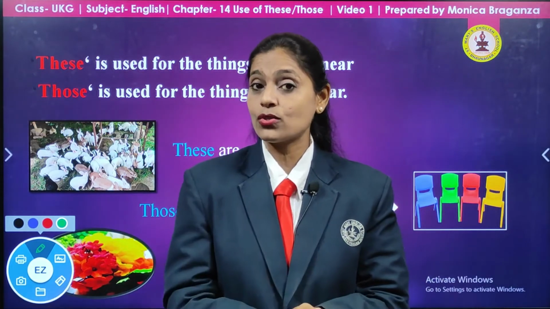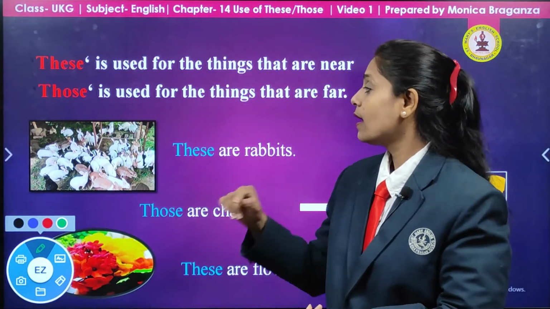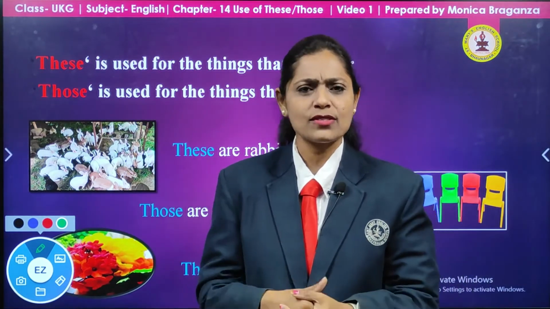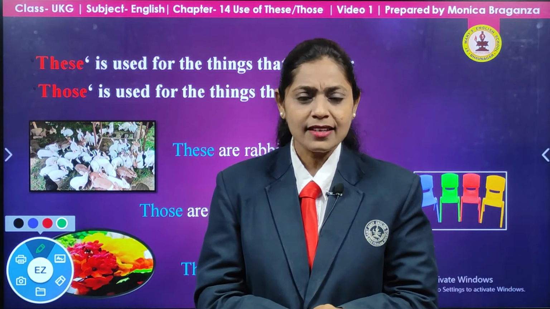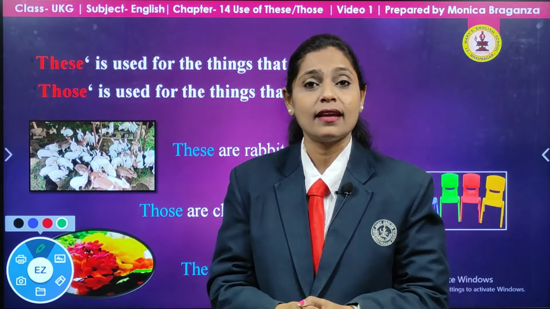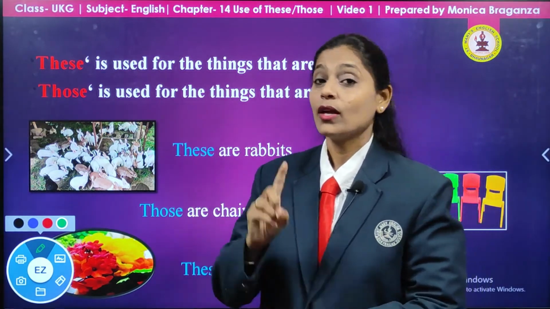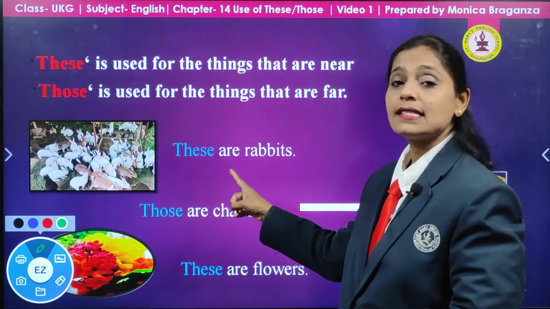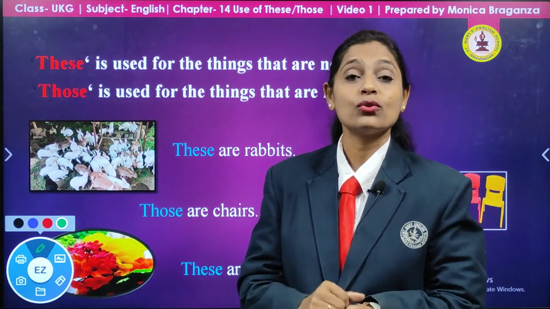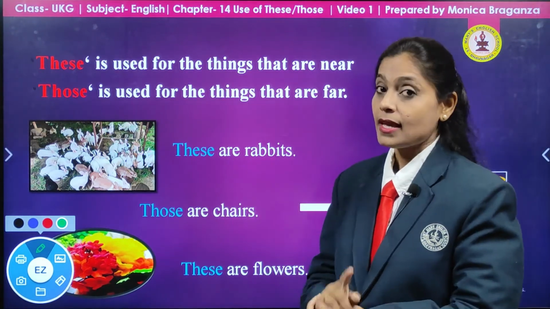Okay, so today we are going to learn about these or those. Okay, now all of you look here. Can you see something? What is this? Yes, rabbits. All of you have seen rabbits. Yes. Okay, now can you tell me it is one rabbit or many rabbits are there? Yes, there are many rabbits. So what we are going to say, children? Yes, you have to repeat after me. These are rabbits because it is not one. They are many. So we are going to say these. Okay, all of you repeat. These are rabbits.